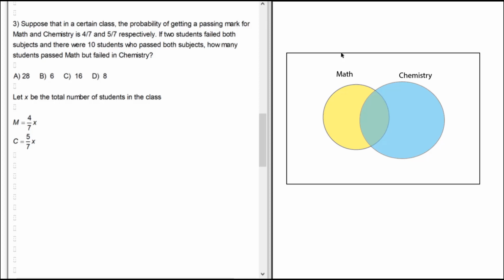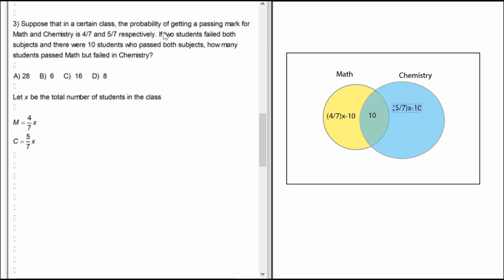As I have mentioned, it's always recommended to start at the intersection. And from the problem, we know that there were 10 students who passed both subjects. So in the overlap in the Venn diagram, we can write 10 here. And we know that this total circle right here is 4/7x. And since the overlap is 10, we can write this as 4/7x minus 10. In the same way, here we can write 5/7x minus 10.